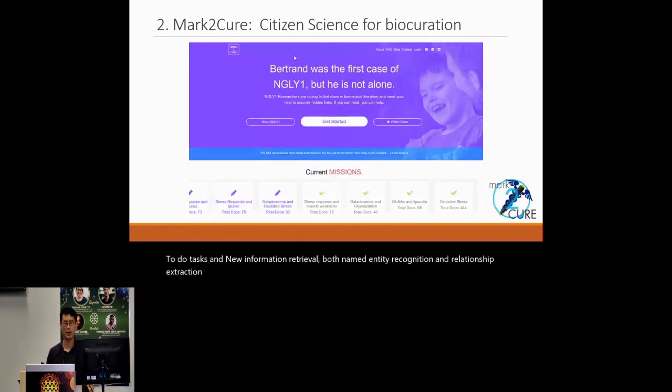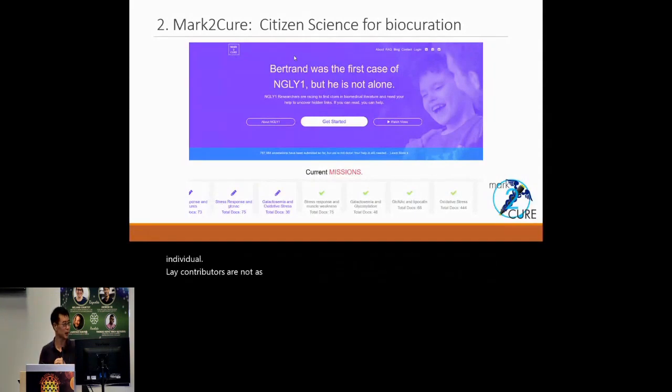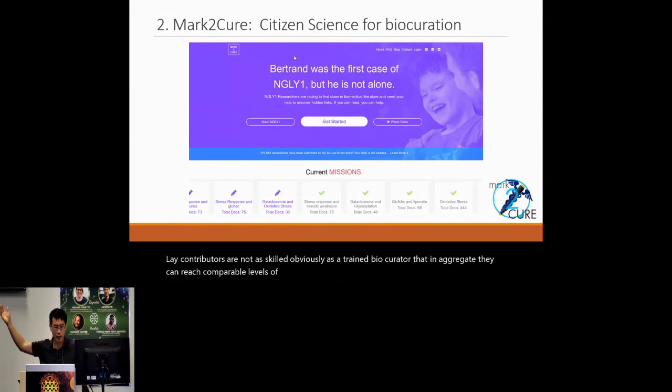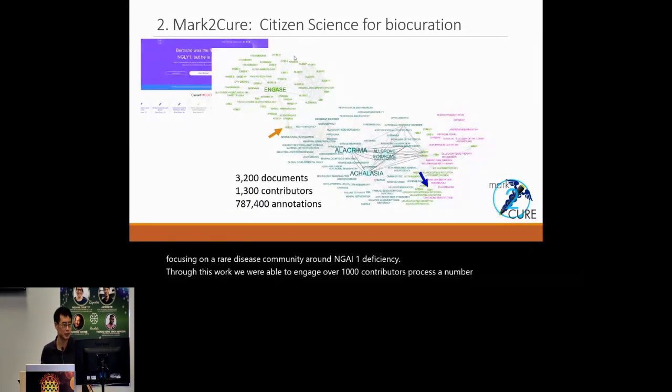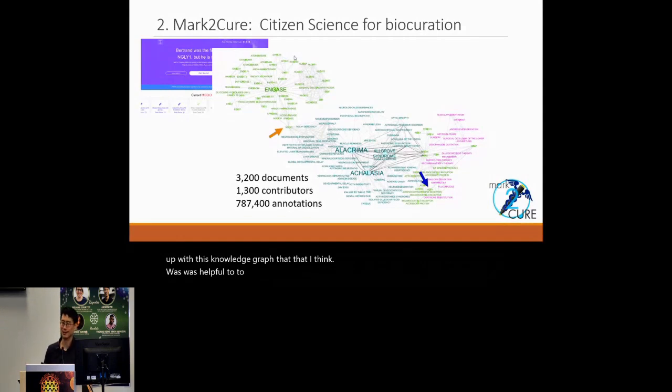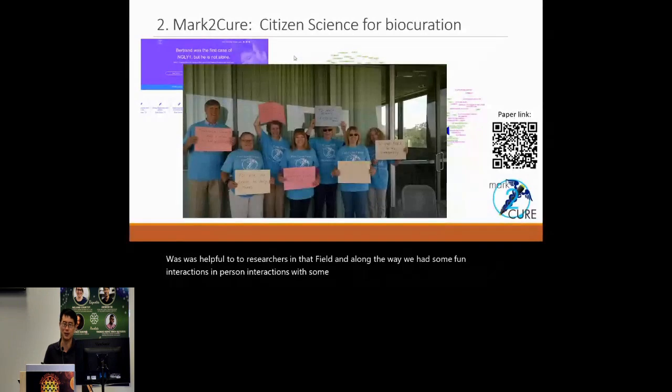And we did a number of proof of concepts to show that while individual lay contributors are not as skilled, obviously, as a trained biocurator, in aggregate, they can reach comparable levels of accuracy. And so we applied this to a particular rare disease, focusing on a rare disease community around NGLY1 deficiency. Through this work, we were able to engage over 1,000 contributors, process thousands of documents relevant to this particular rare disease, and come up with this knowledge graph that I think was helpful to researchers in that field. And along the way, we had some fun in-person interactions with some fantastic crews of citizen science contributors. So if you want to learn more, there's another QR code there.